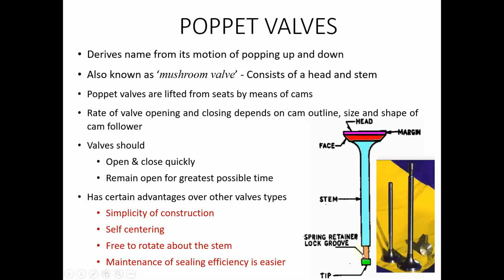And there is also a slot that is cut in, you can see here, where we load one end of the spring mechanism. In order to prevent the spring from moving out, this cutout area retains the spring. That is why it is known as the spring retainer lock groove, and then the tip of the valve. So the construction is very simple.